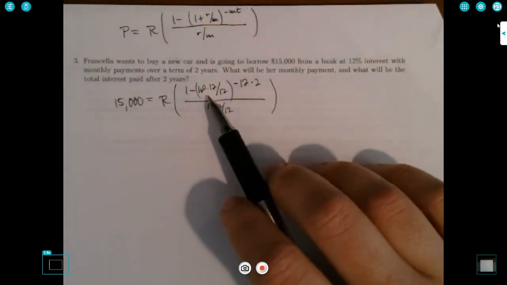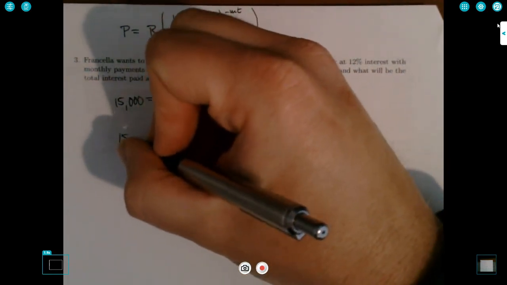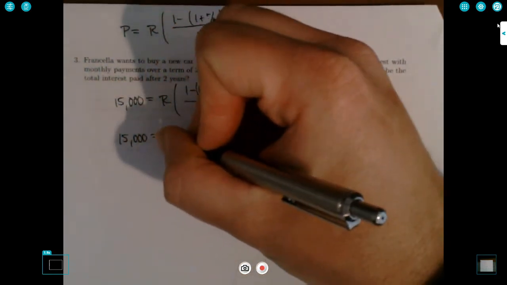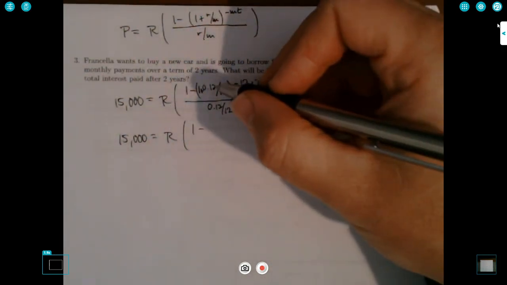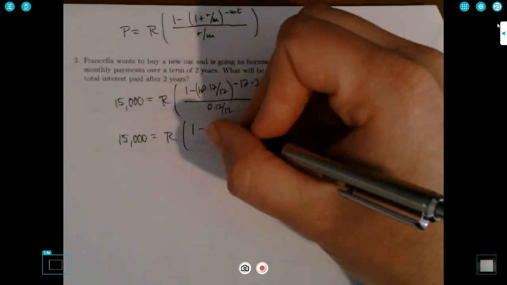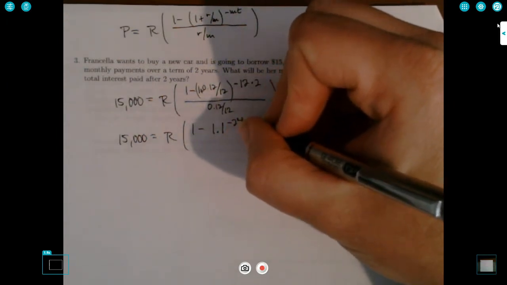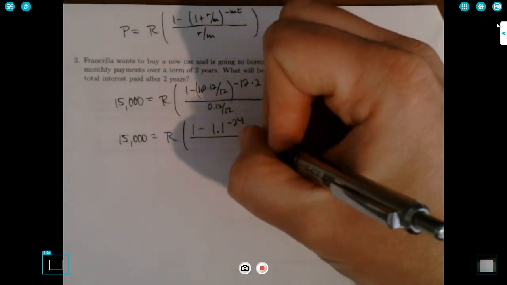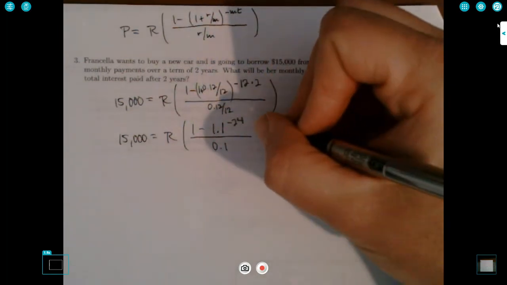Some of this I can do in my head. Like I know that 0.12 divided by 12 is just going to be 0.01, right? If you couldn't do that in your head, you could still use your calculator. We'll say 15,000 equals r times 1 minus, 0.12 divided by 12 is 0.01. 1 plus 0.01 is going to be 1.01. 12 times 2 is 24. So this is going to be to the negative 24th power, divided by 0.12 divided by 12 is 0.01.